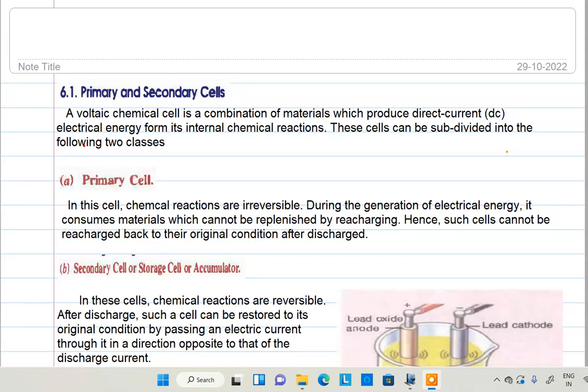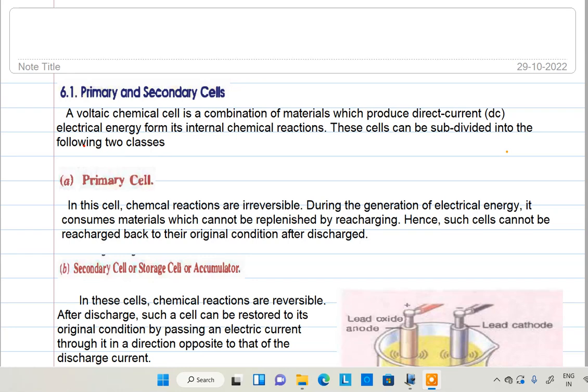Hi everyone. Now we are moving to chapter number 6, energy sources. In that, primary and secondary cells is the topic. So here, the primary and secondary cells. What is meant by a primary cell? What is meant by a secondary cell?